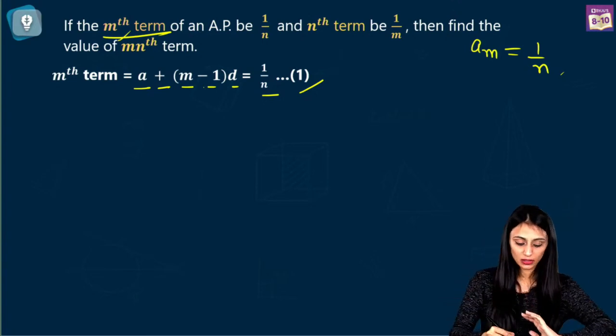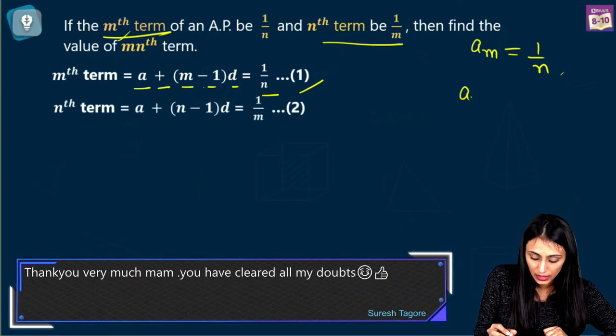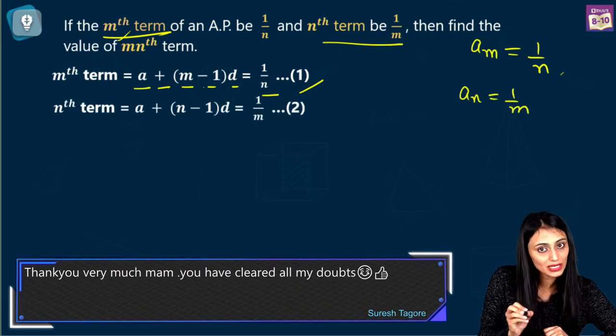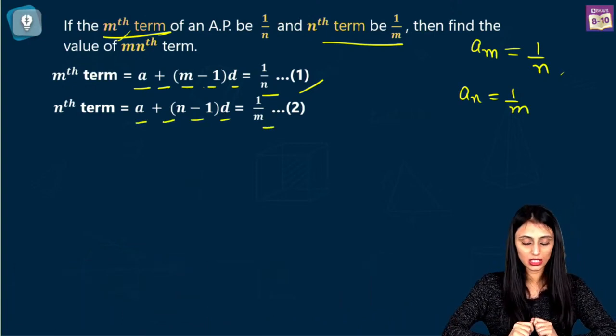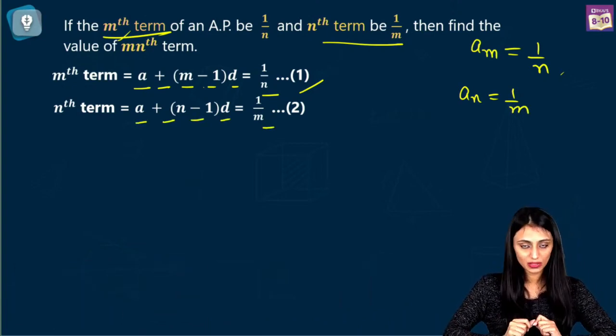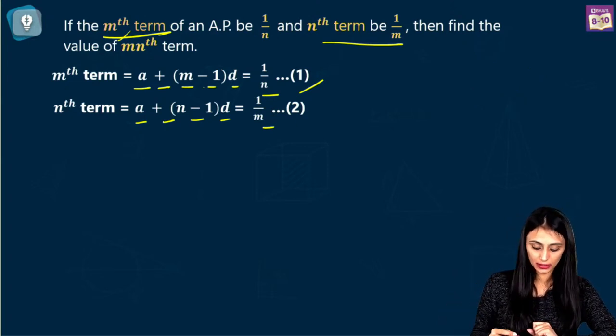Okay. Similarly, I'll write the nth term. What is the nth term? That's 1 by m. So the nth term is 1 by n. We can expand it this way: a plus m minus 1 d equals 1 by m. How to subtract 1 and 2? I'll show you step by step. Don't worry. So this much is clear how we can expand it, right?